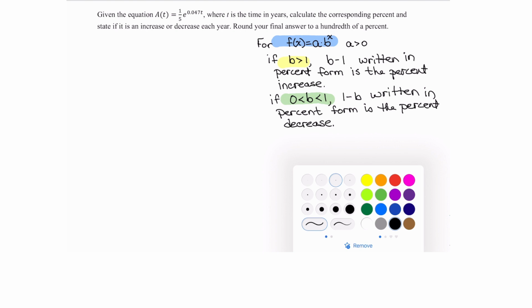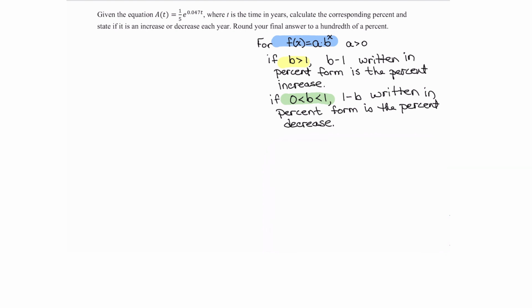So when we're looking at the form of the equation that we're starting with, A of t is equal to 1/5 e to the 0.047 t power, I want to write this in the form A of t is equal to a times b to the t power, and then I can follow the information off to the right that we reviewed. Well, we're going to use properties of exponents to do that.